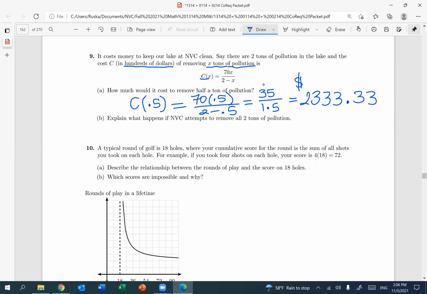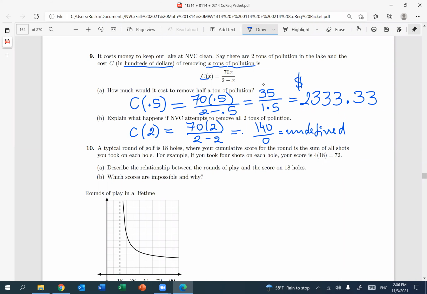Now, the next one is to explain what happens if Northwest Vista attempts to remove all 2 tons of pollution. So we're going to see what C of 2 is. I put 2 in the function, and I get 70 times 2 divided by 2 minus 2. So I get 140 divided by 0. What does that mean? This is undefined.